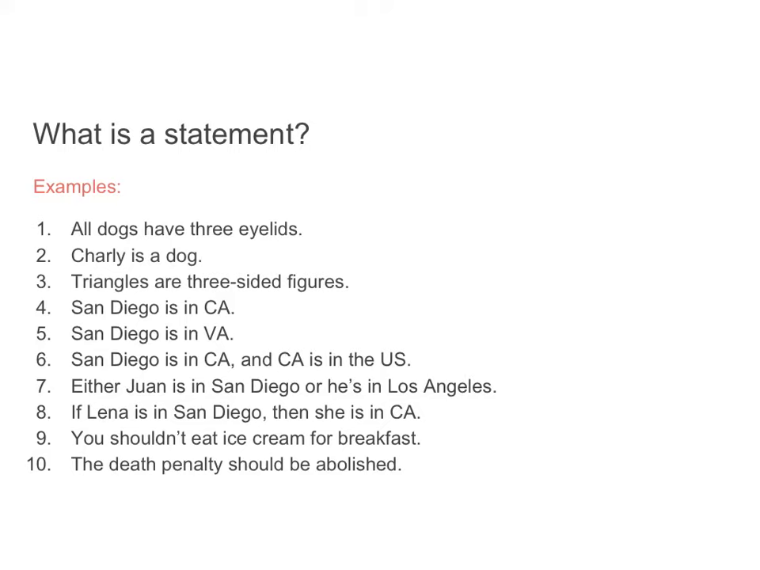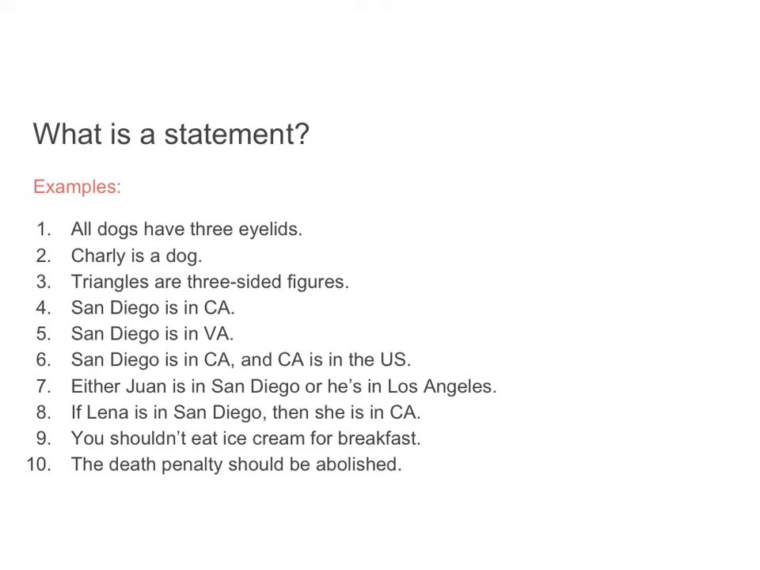Okay, how about San Diego is in California and California is in the U.S.? This is a statement. Right. As we'll get into much later in the course, it's a compound statement. San Diego is in California and in the U.S., but it's still a statement. It's a statement that asserts 2 things that are true. How about either Juan is in San Diego or he's in Los Angeles? This is also a statement. Yes, it is. It's a disjunctive statement. It asserts that either one thing is true or another is, and this is a statement.